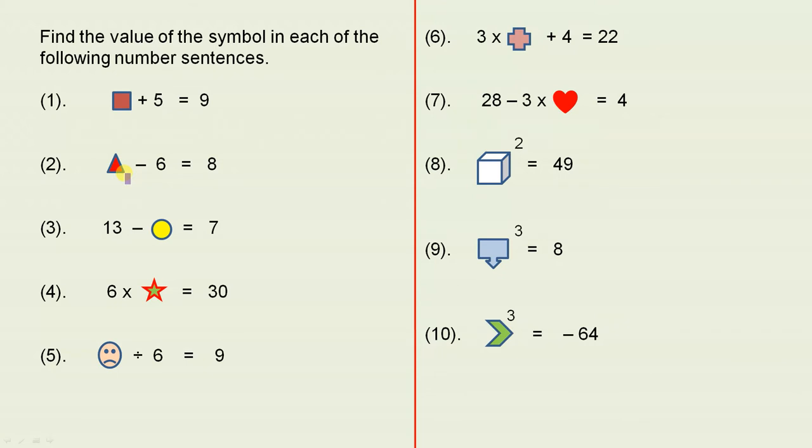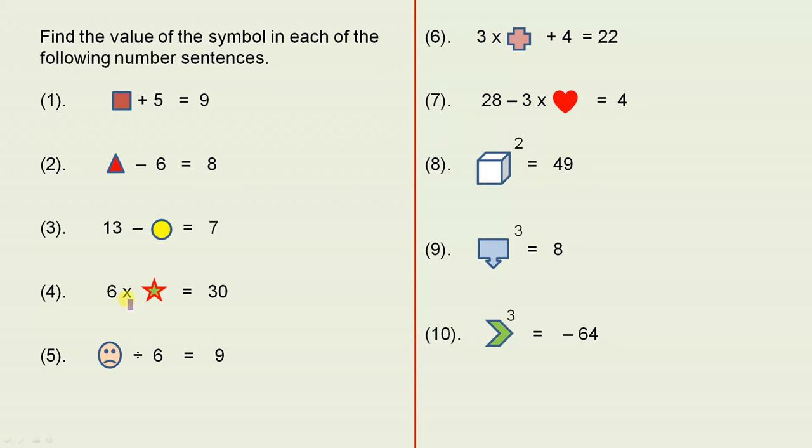Here we have a triangle take away 6 equals 8, so we have to find the value of the triangle. So a particular number, when you take 6 away from that number, you're left with 8. So this sign here gives you a clue as to what operation is involved between the 8 and the 6. And it's very similar here. 13 take away some number gives you 7.